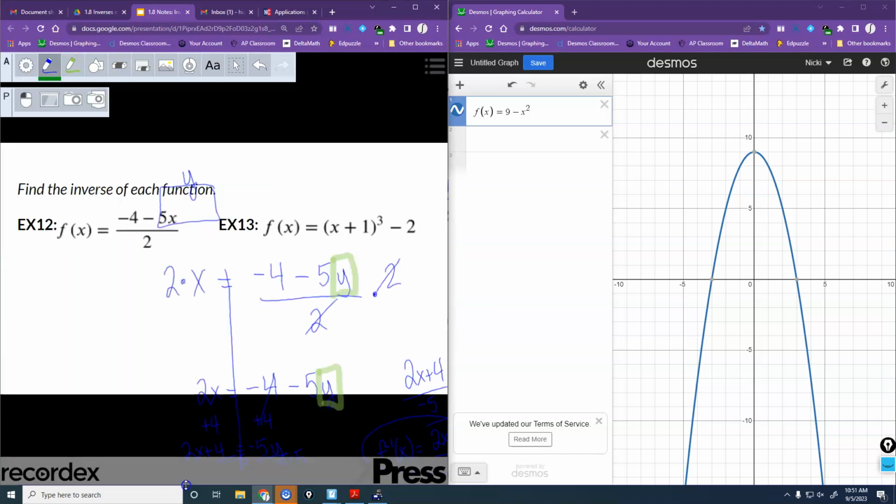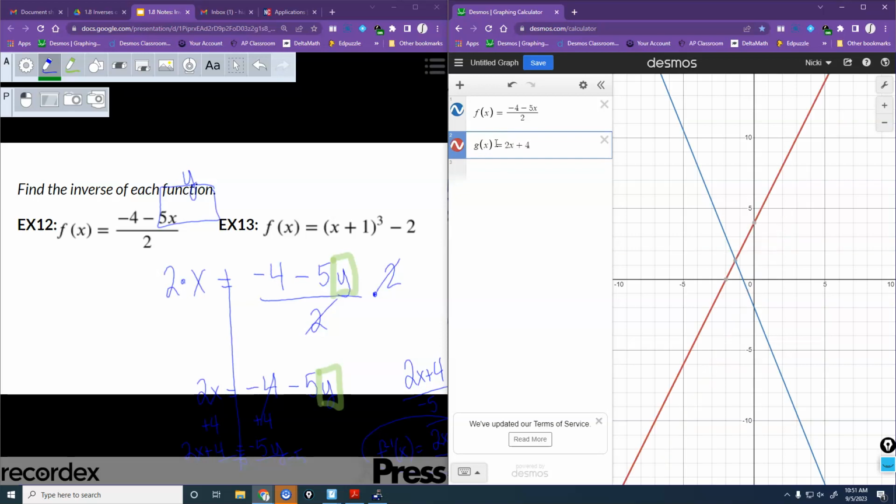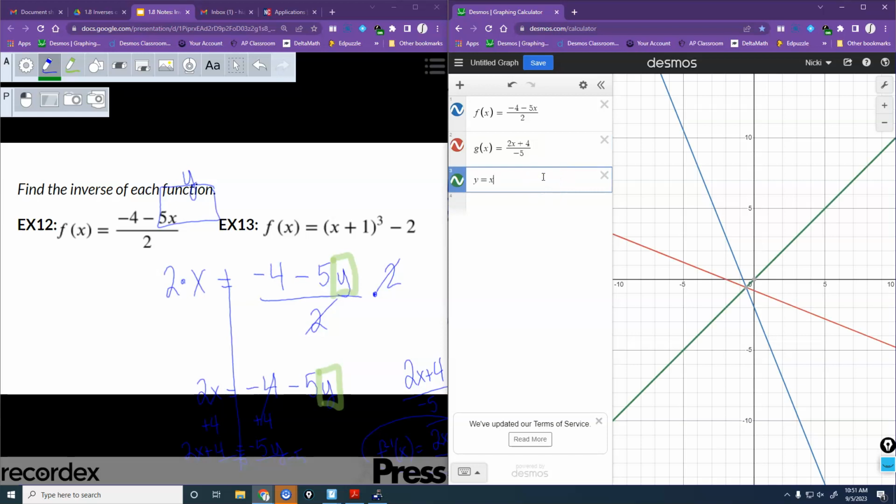Sorry. That made it all go away, didn't it? I'll put it right back up. One way I can check this is to graph the original. And then I can graph the inverse. I'm going to call it g of x because it doesn't like it if I try to use inverse notation. 2x plus 4 over -5. And if I graph the line y equals x, does that look like that's reflected? I think so. It's a little hard to tell sometimes, but I think so.